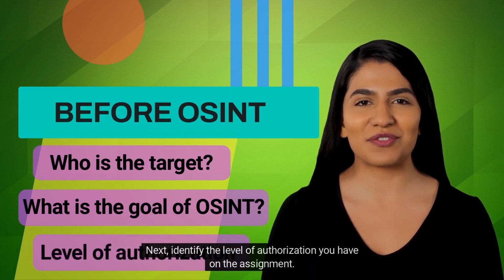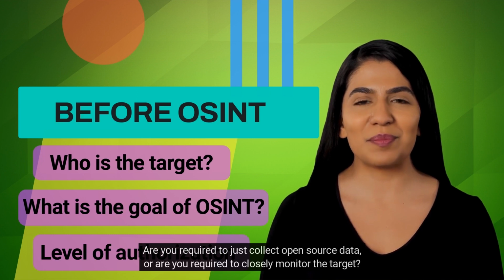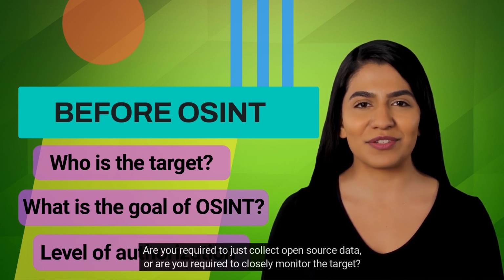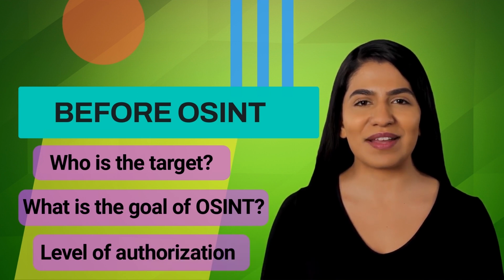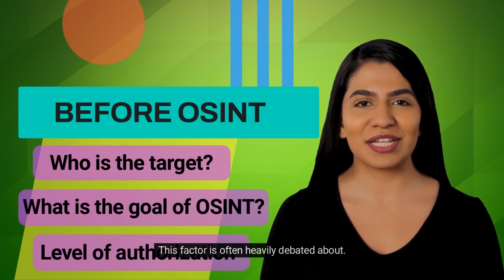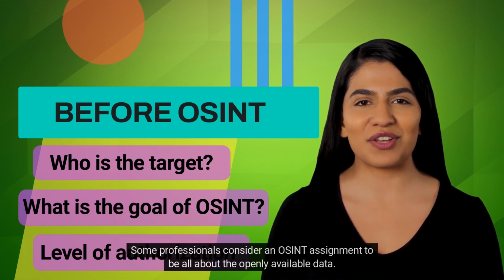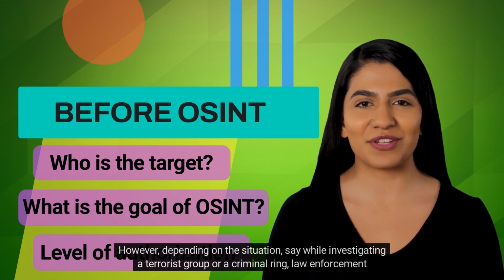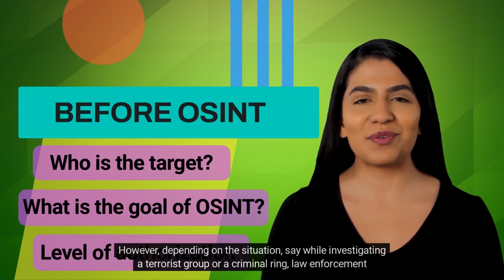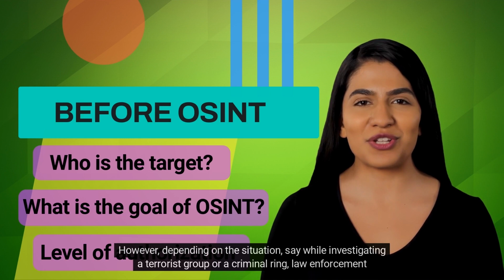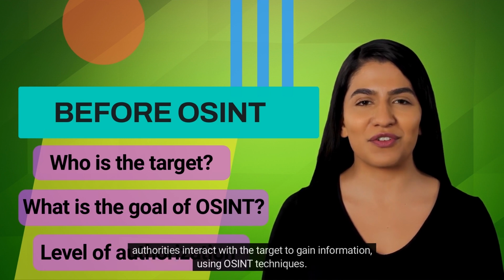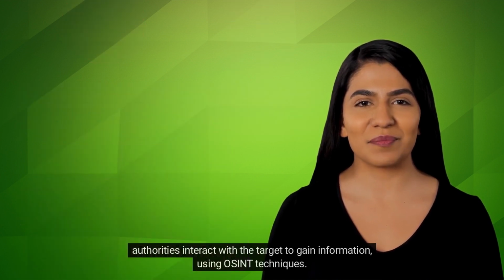Next, identify the level of authorization you have on the assignment. Are you required to just collect open source data, or are you required to closely monitor the target? Have you been asked to interact with the target? This factor is often heavily debated. Some professionals consider an OSINT assignment to be all about the openly available data. However, depending on the situation, say while investigating a terrorist group or a criminal ring, law enforcement authorities interact with the target to gain information using OSINT techniques.